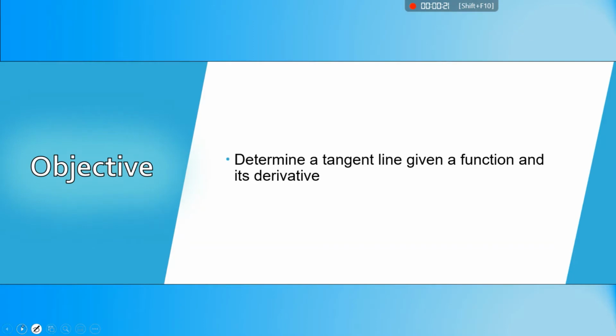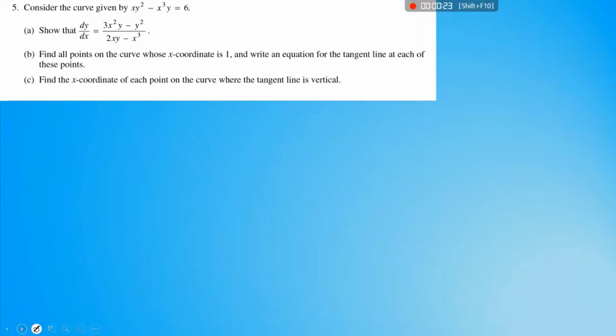Objective is to determine a tangent line given a function and its derivative. So I've got this curve given by xy squared minus x cubed y equals 6. And the first thing I want to do is prove that the derivative would equal what is given. So what do I have to do first? We derive it. Okay, I'm going to derive it.